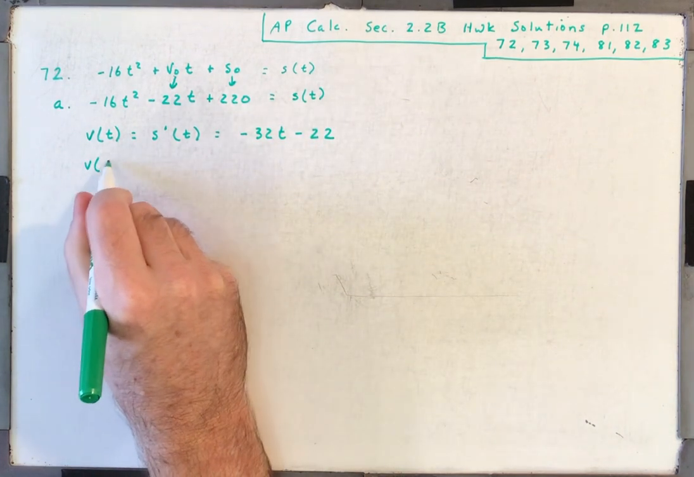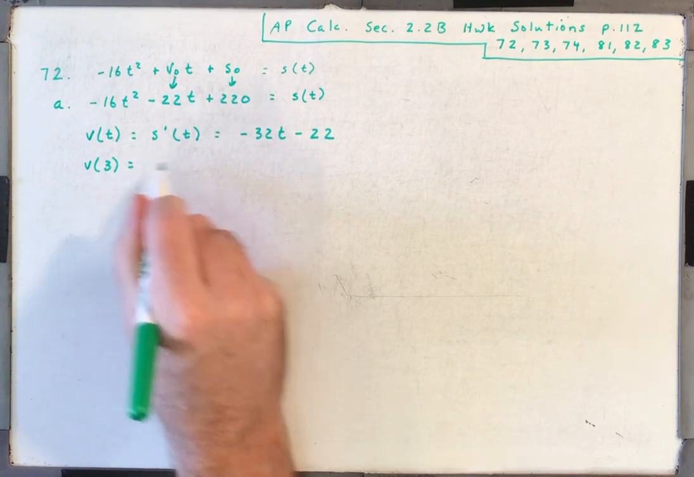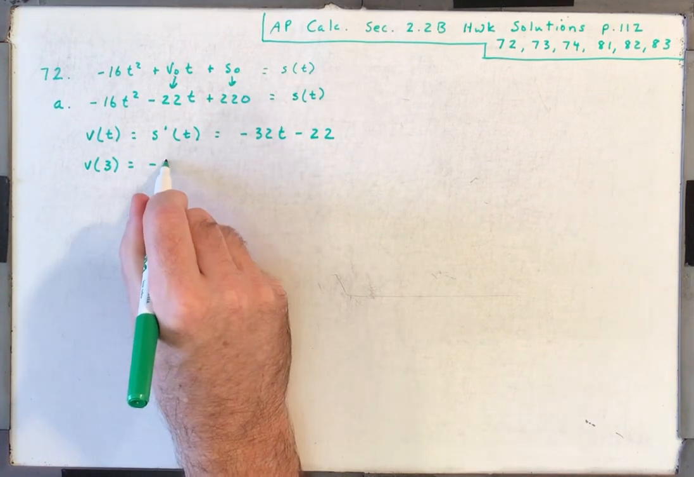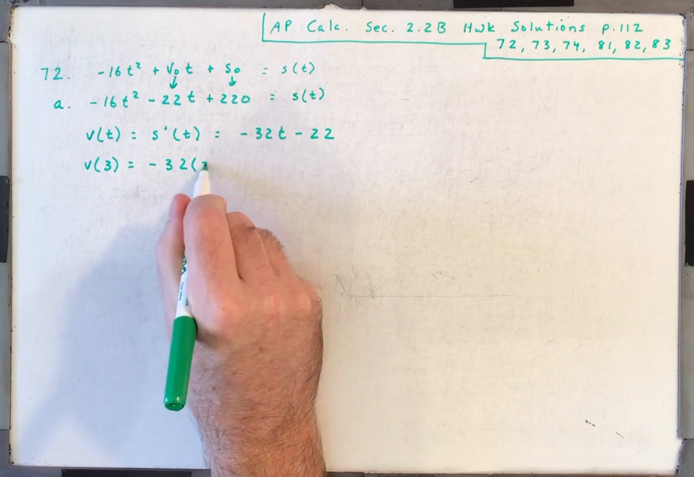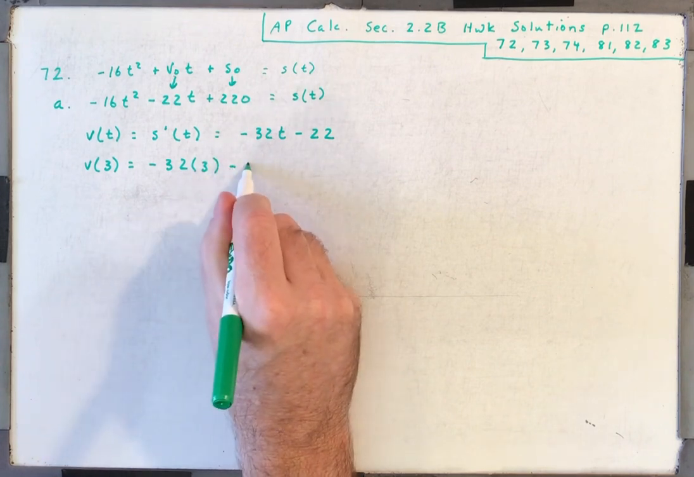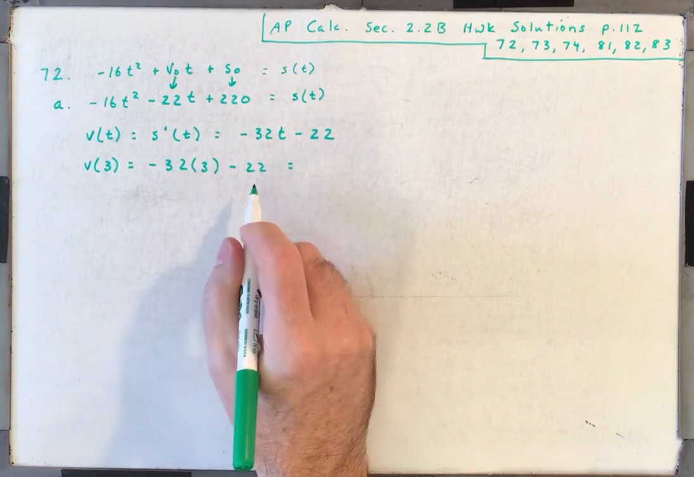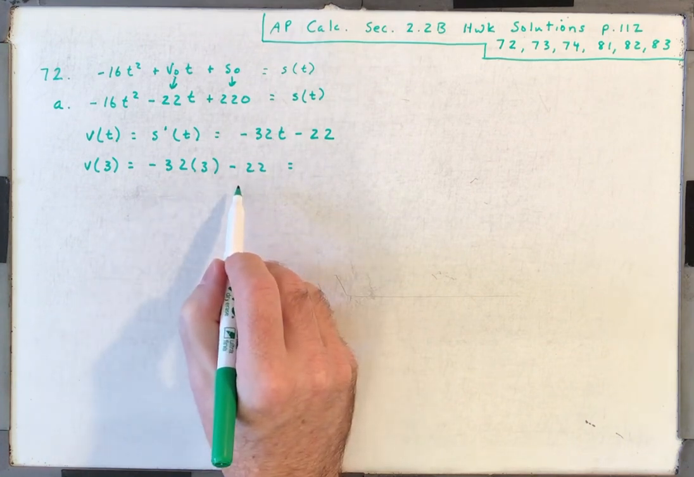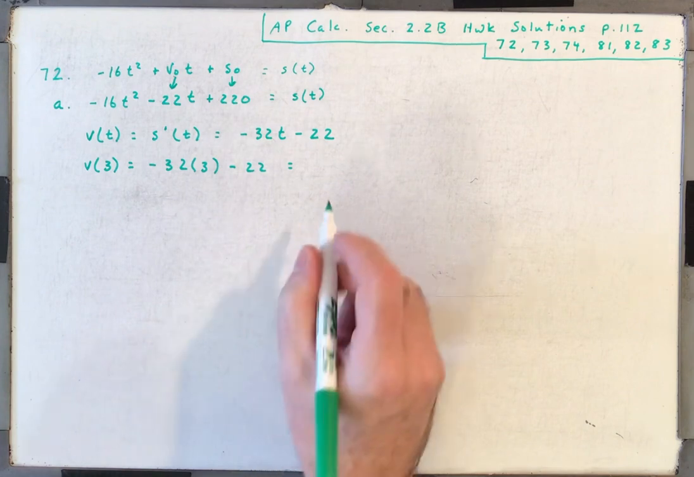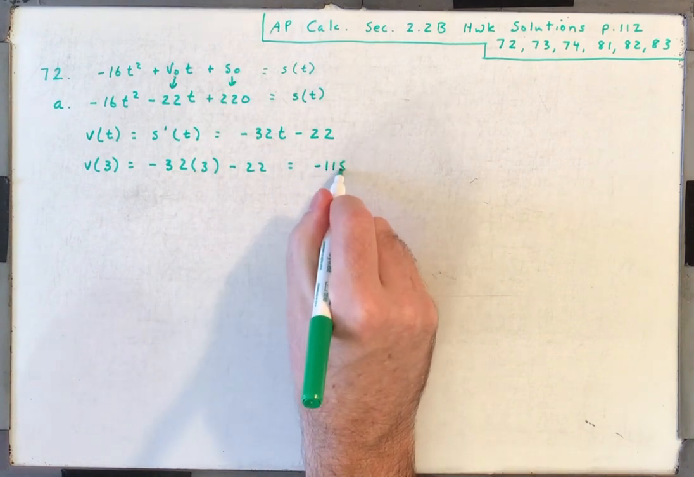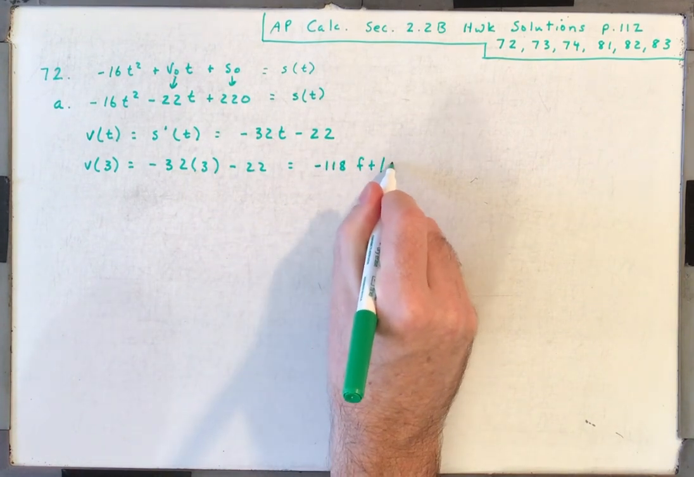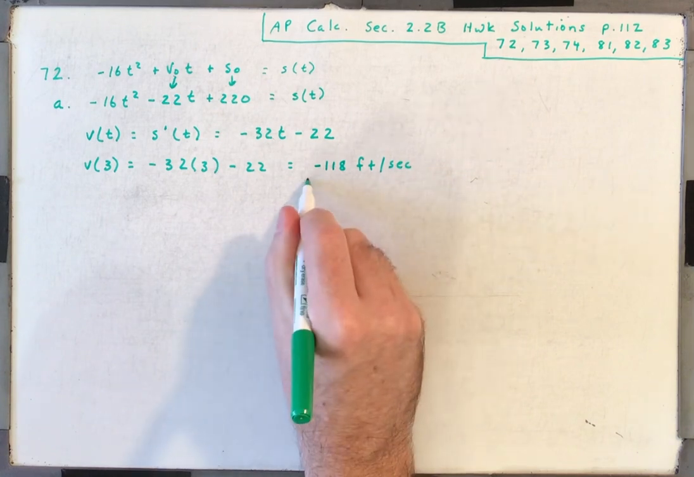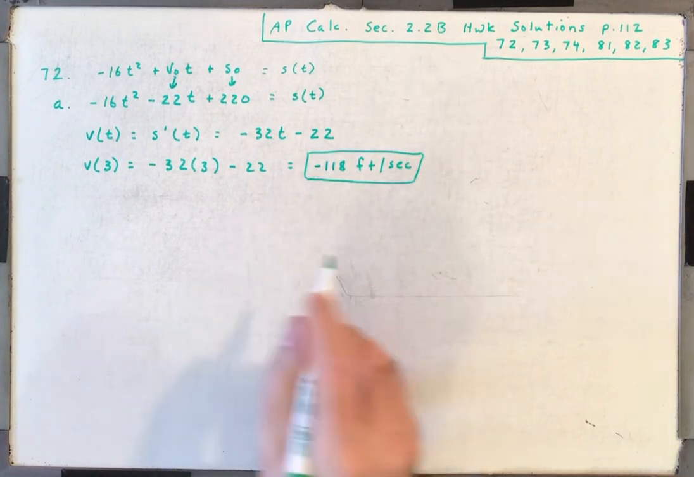So what's the velocity at 3 seconds? Well, we're just going to plug 3 into the velocity equation. So that's negative 96 minus 22, so that'd be negative 118 feet per second. So that part's pretty straightforward.